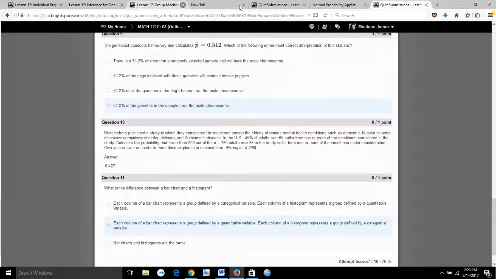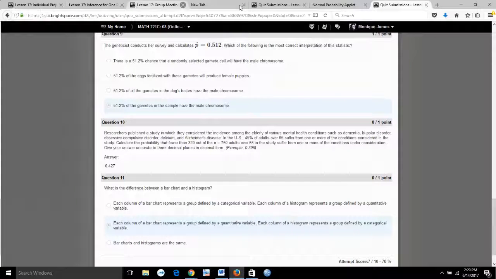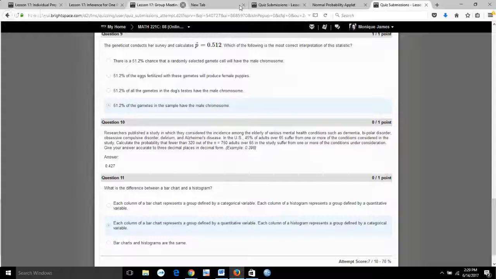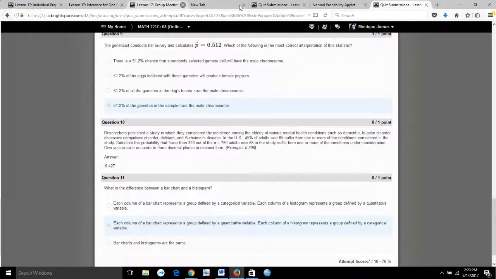Okay. So I'm going to say that N is 750, and X is 320. Then I'm going to come back over to this applet over here. And I'm going to say X is 320, N is 750. My confidence level is 0.95.